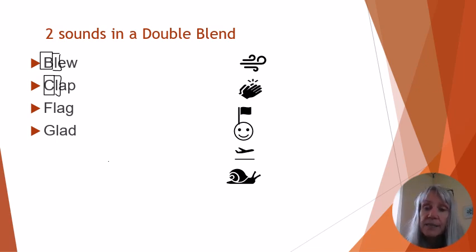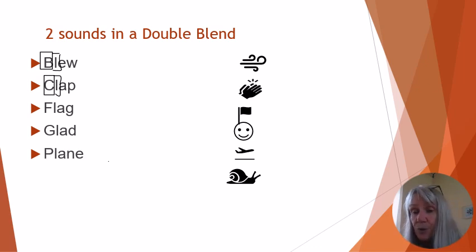So I put a sound box around the G for the G sound. It's a grapheme representing the G sound. I put a box around the L. It is a grapheme representing the L sound. So I have two boxes, two consonant walls at the beginning of this word or word part.